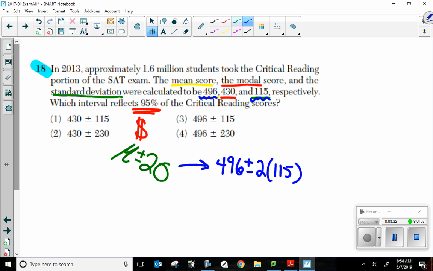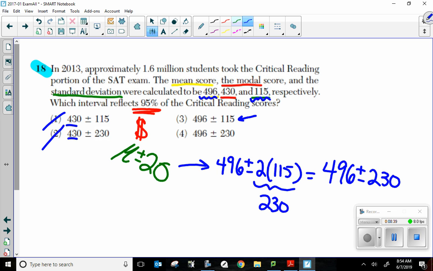Now, first of all, 430 is not this one. It is 2 times 115. That's the same thing as 230. So I could technically write that as 496 plus or minus 230, because 2 times 115 is 230. Bam. If I didn't have to explain that and I knew that 95%, that is such an easy question.